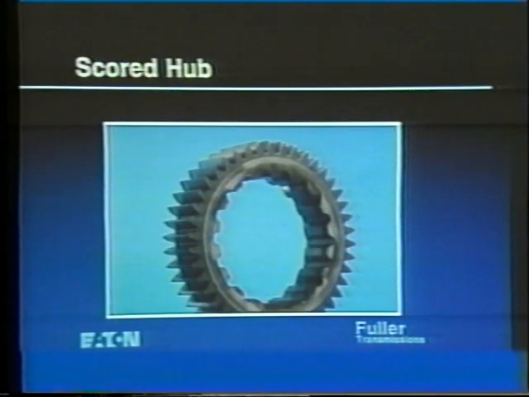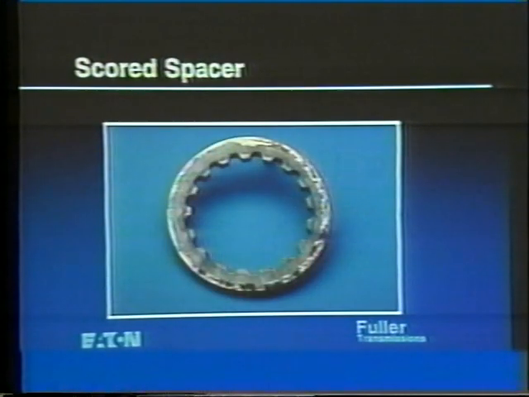Also, look for scoring on machined faces of gear hubs and on main shaft washers and spacers. The advanced stage of scoring, in which large areas of metal have been softened and smeared across the surface, is referred to as galling.